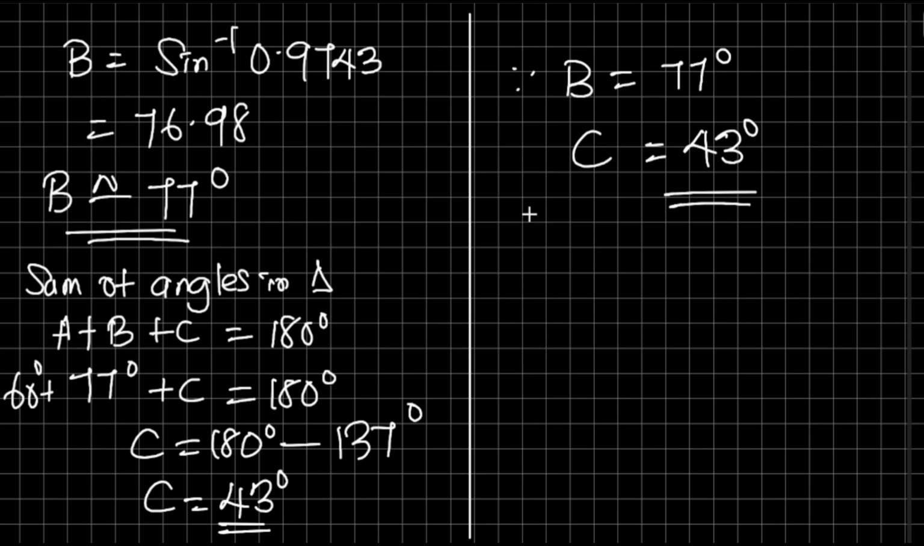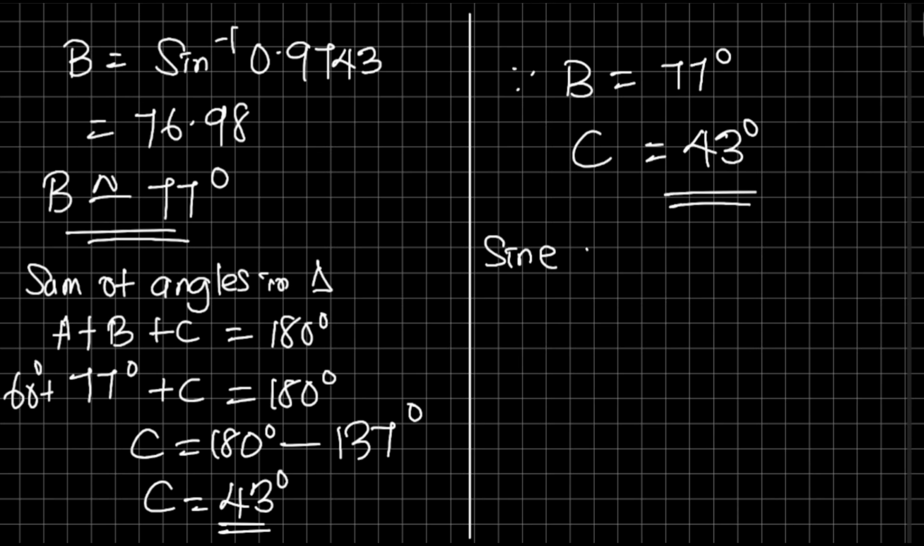I'll sketch the triangle. So we have the possible triangle with the values, and there can be more than one triangle. In this triangle we just solved and got the values, but then there can be another triangle.